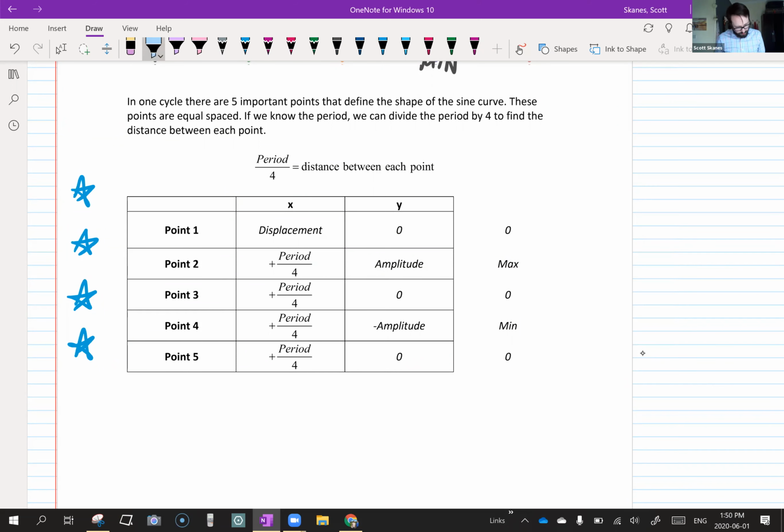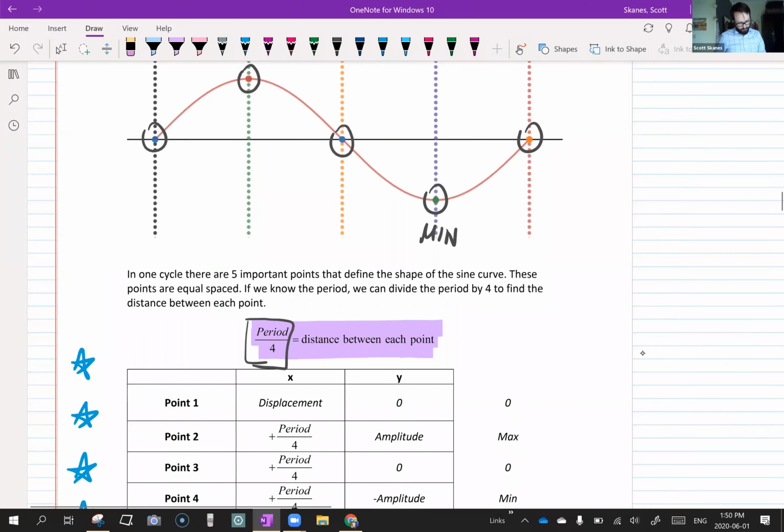Okay, so this is important. I'll just highlight this. You need to know that this is our period formula. If you want to get the distance between 2 points, it's period divided by 4. And how we find our points, our x values, are found by getting the displacement and then adding that distance each time, 4 times. Let me show you what that looks like.